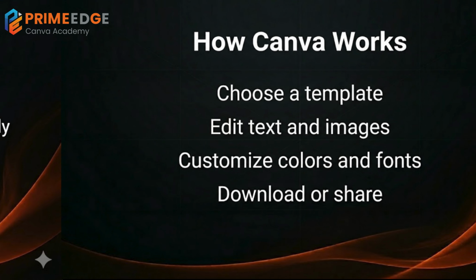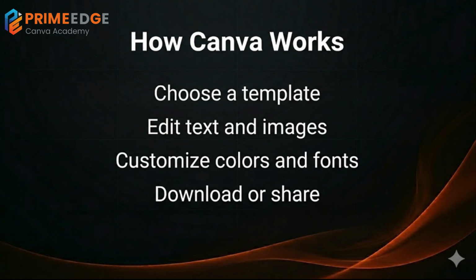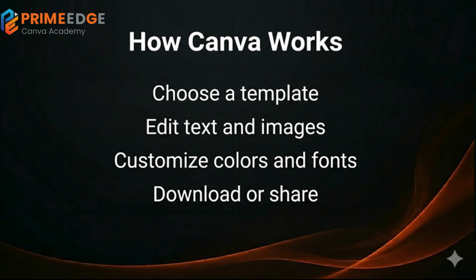So how does Canva actually work? Canva works using ready-made templates. Instead of starting from a blank page, you choose a template that fits what you want to create. After selecting a template, you edit the text and replace it with your own content. You can change images, customize colors, adjust fonts, and arrange elements the way you prefer. Once you are satisfied with your design, you download it or share it directly online. This process saves time and makes designing much easier compared to starting from scratch.